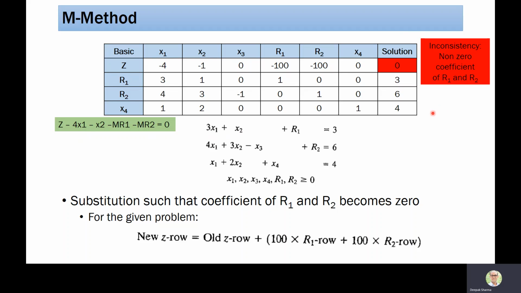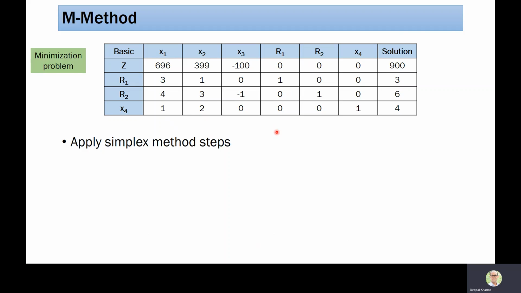We will be performing some row operations. Row operations means that we will be making the coefficients under R1 and R2 zero. How can we make it? I multiply 100 with the R1 row and add it into the Z row. Similarly, I multiply 100 with the R2 row and add it into the Z row. So this is the formula which we have given. How did we get the 100 value? Based on the coefficients written under R1 and R2. Once we do it, this is the simplex table which we get. The R1, R2, X4 rows will remain the same, only Z will change.